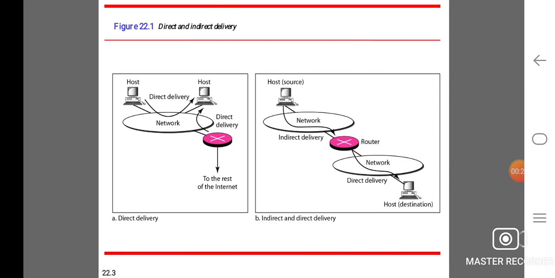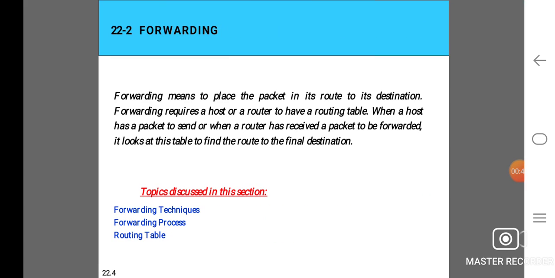This figure shows the representation of the direct and indirect delivery. Figure A shows the direct delivery from host to host, and figure B shows the indirect and direct delivery from the host to the destination.